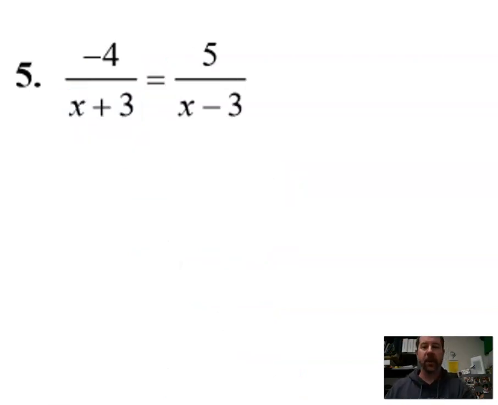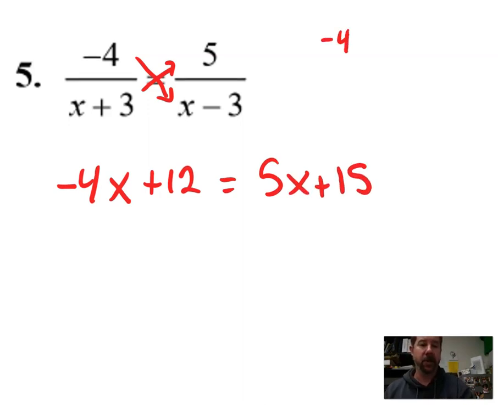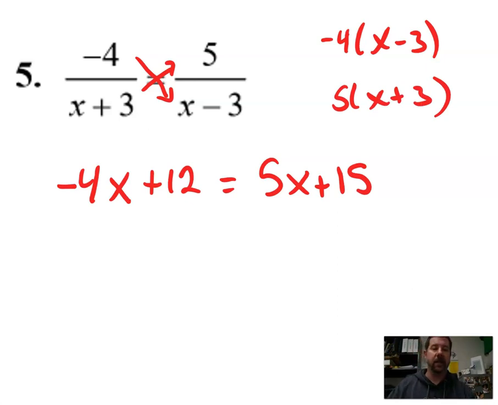Okay, so here we go again. We have one fraction equaling another fraction. So let's cross multiply. Multiply here, multiply here. Make sure we distribute: negative 4x plus 12 equals, make sure I distribute, 5 times x plus 3 is 5x plus 15. If it helps you, you can write it out sideways like this. But make sure you distribute these things to get that statement right there.